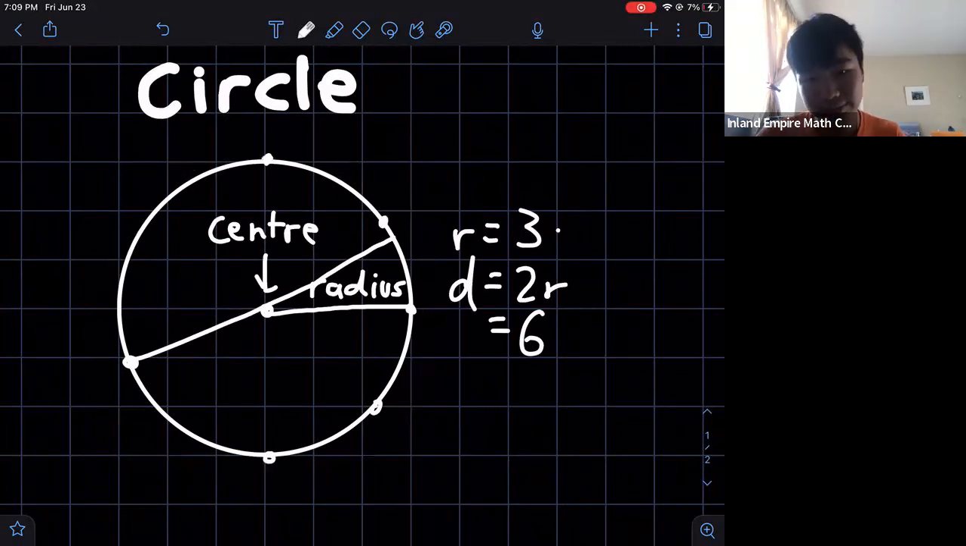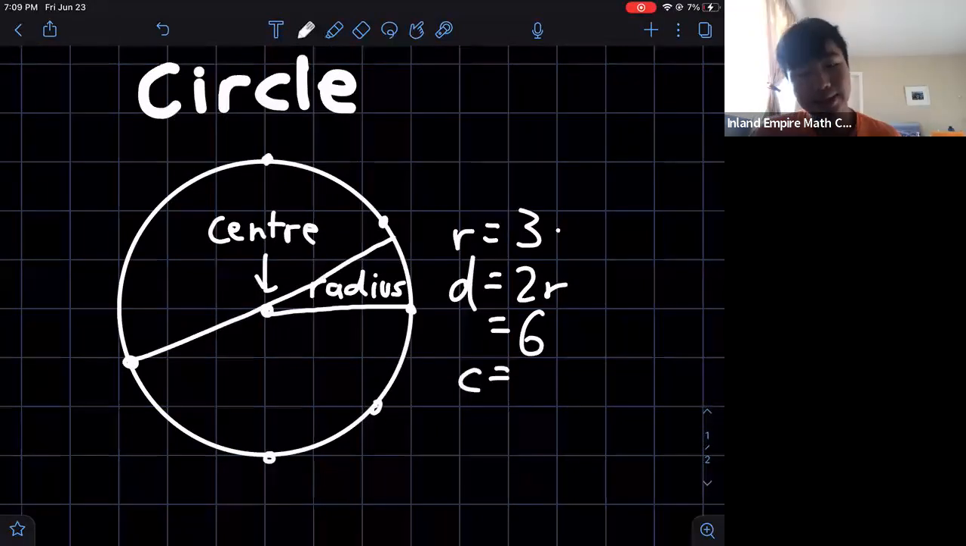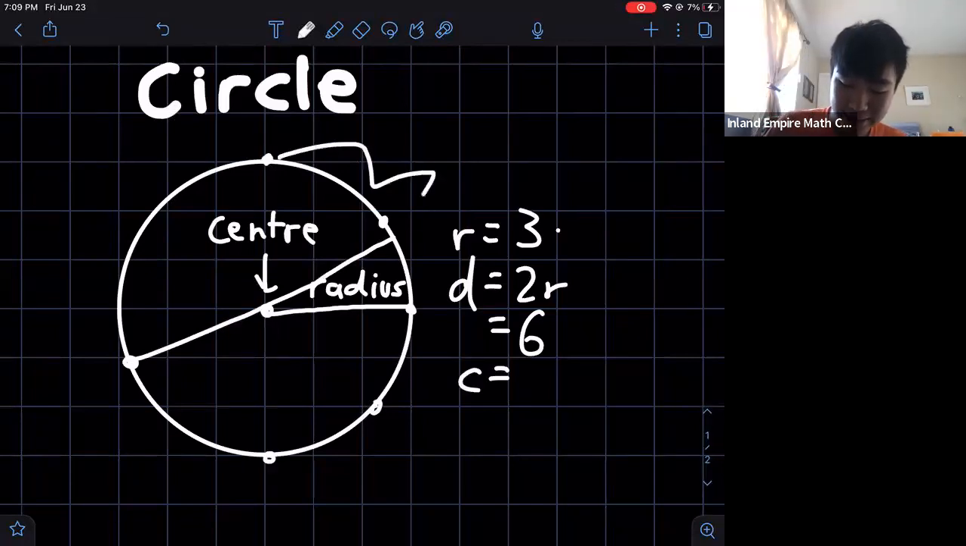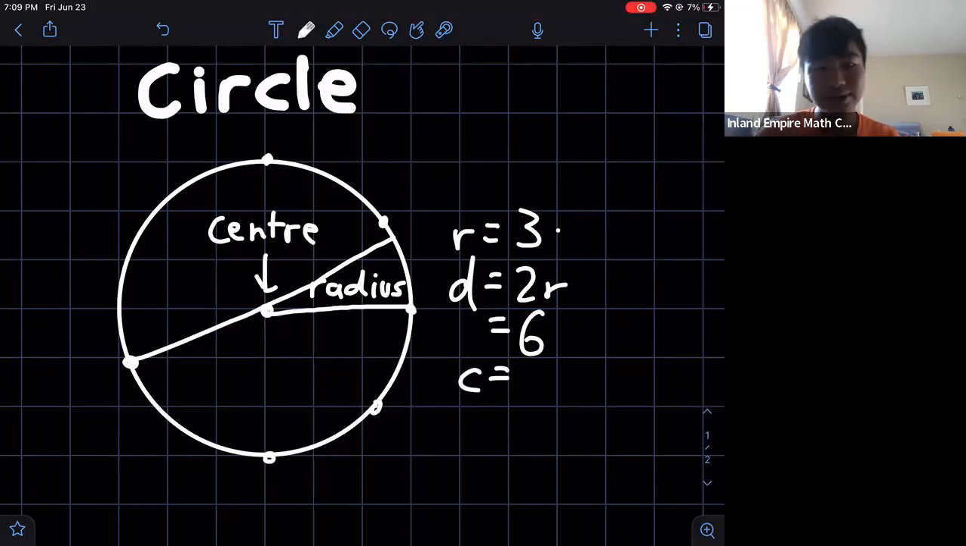That is the circumference. And the circumference in this case is actually not that easy to find, right? Because we don't actually know what this distance is right here, for example. It's very hard to figure out what the circumference actually is. But the fact is that all circles are actually similar.